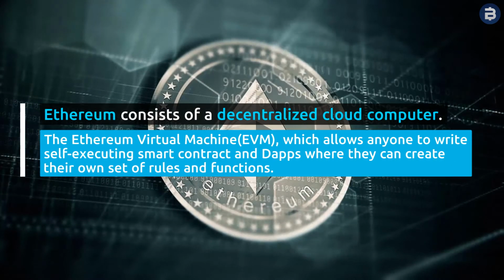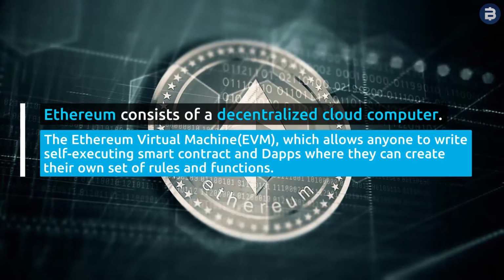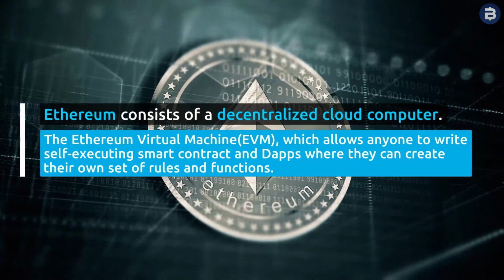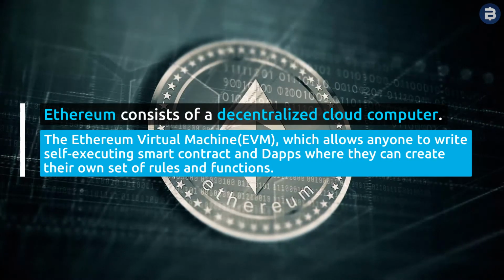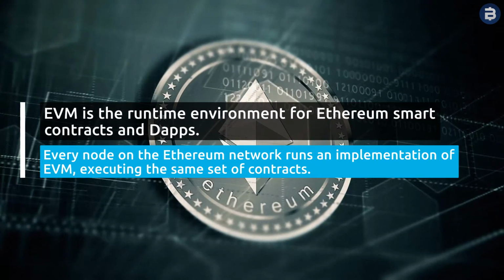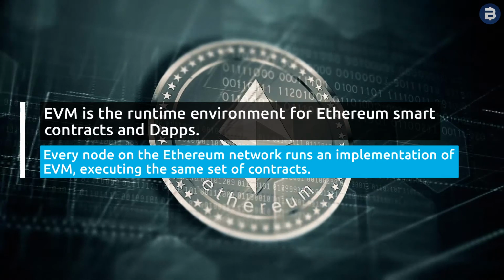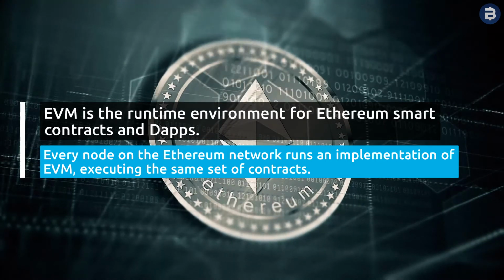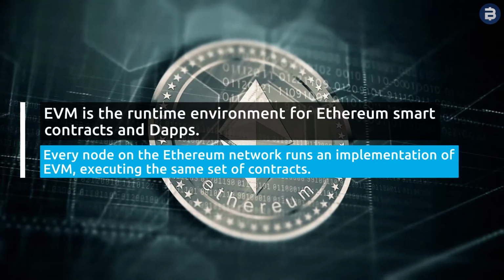Ethereum consists of a decentralized cloud computer, the Ethereum Virtual Machine, EVM, which allows anyone to write self-executing smart contracts in dApps, where they can create their own set of rules and functions. EVM is the runtime environment for Ethereum smart contracts and dApps. Every node on the Ethereum network runs an implementation of EVM, executing the same set of contracts.